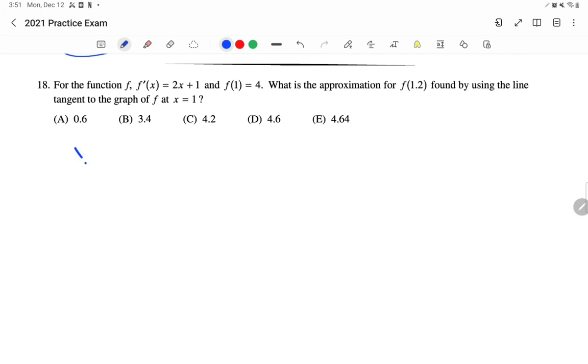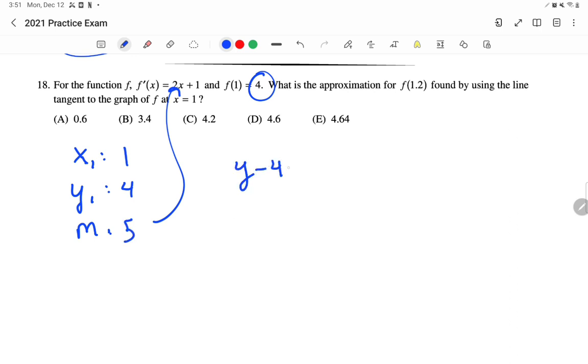18, for the function f prime of x equals 2x plus 1 and f of 1 equals 4, what is the approximation using the tangent line? So we're going to do x1, y1, and m. x1 is 1. y1 they gave us was 4. For m, we're going to plug that into the derivative. 2 times 1 is 2, plus 4 is 5. So y minus 4 equals 5 times x minus 1.